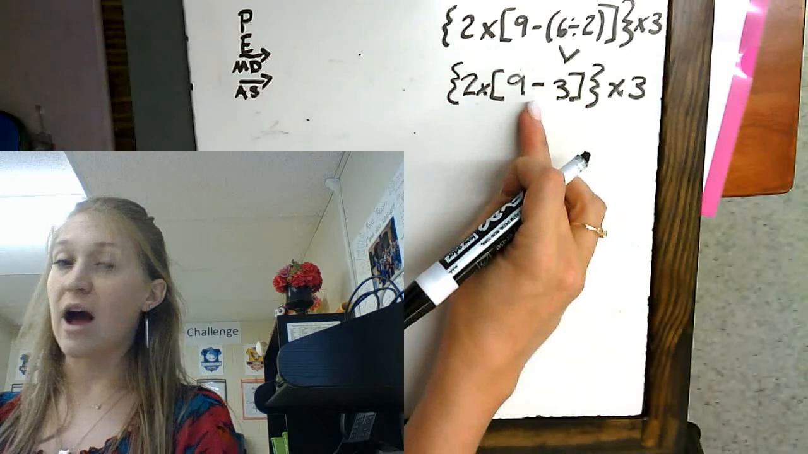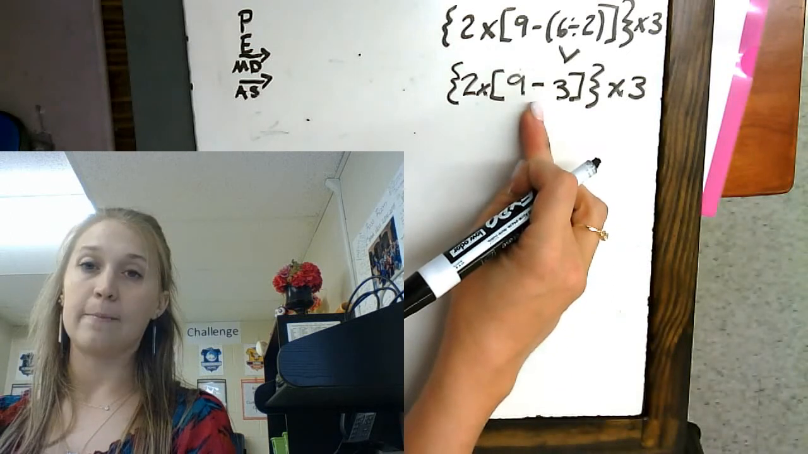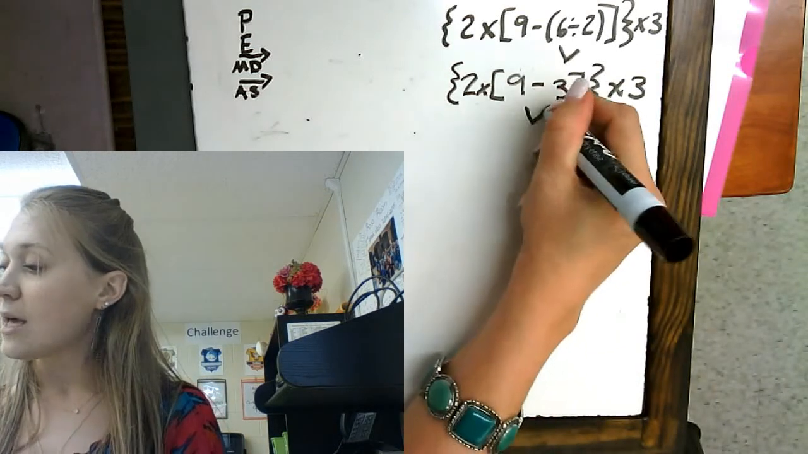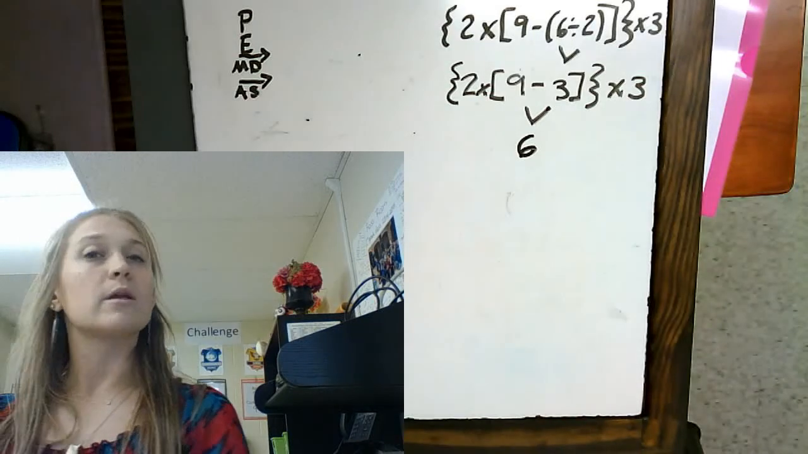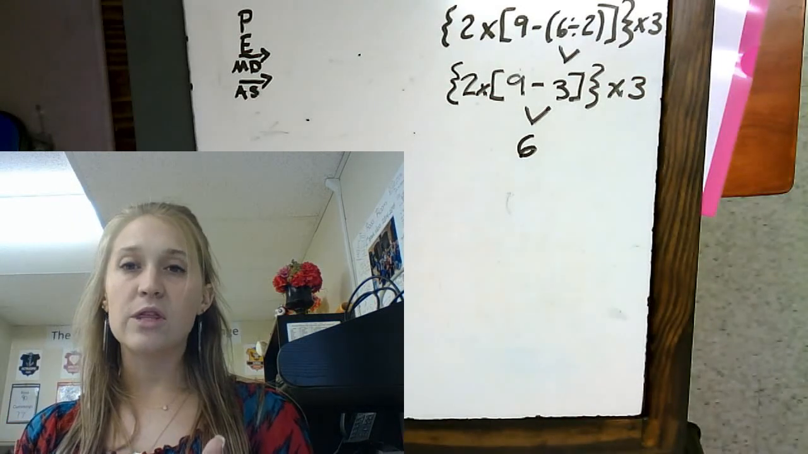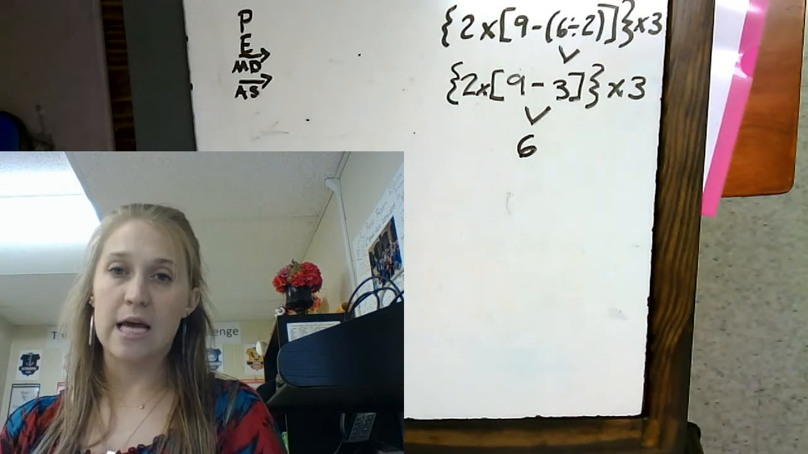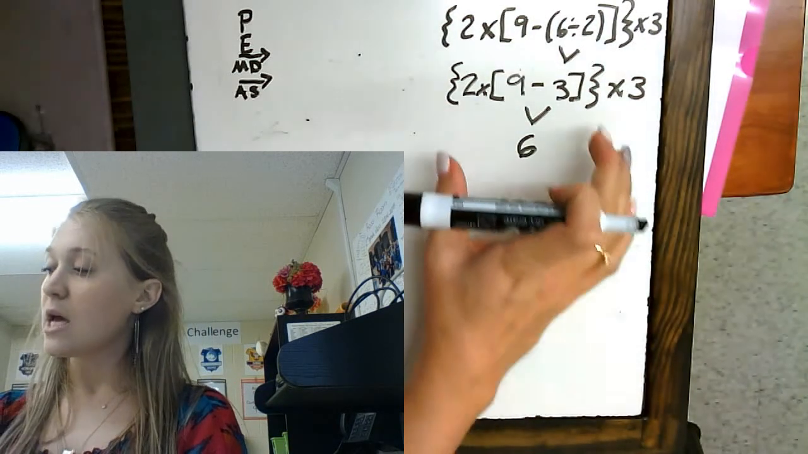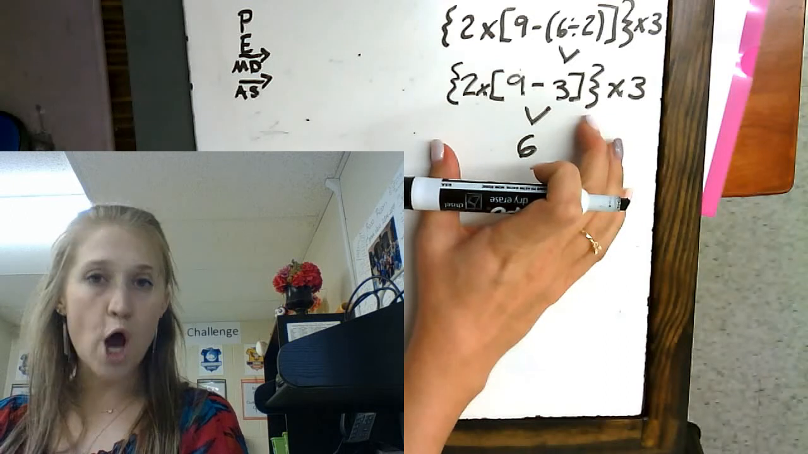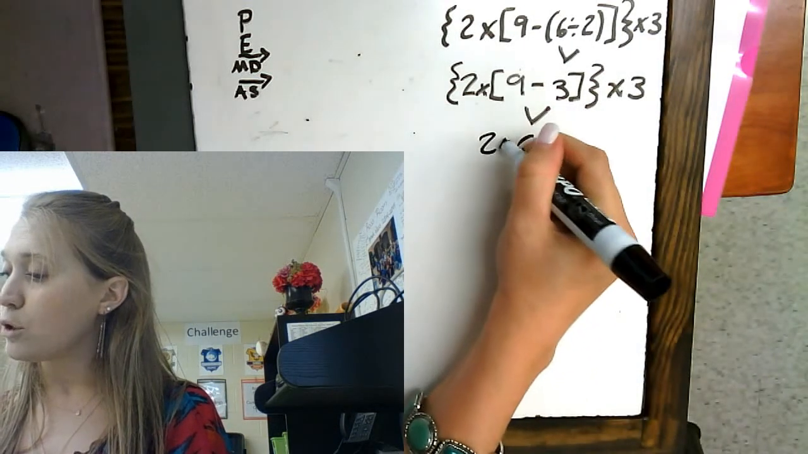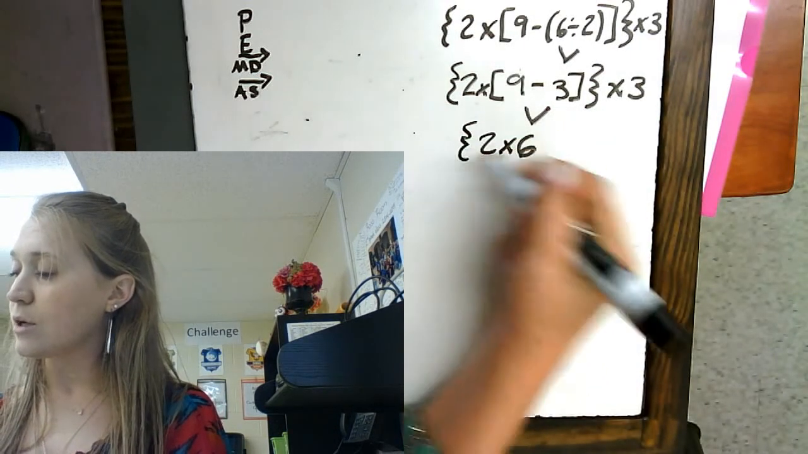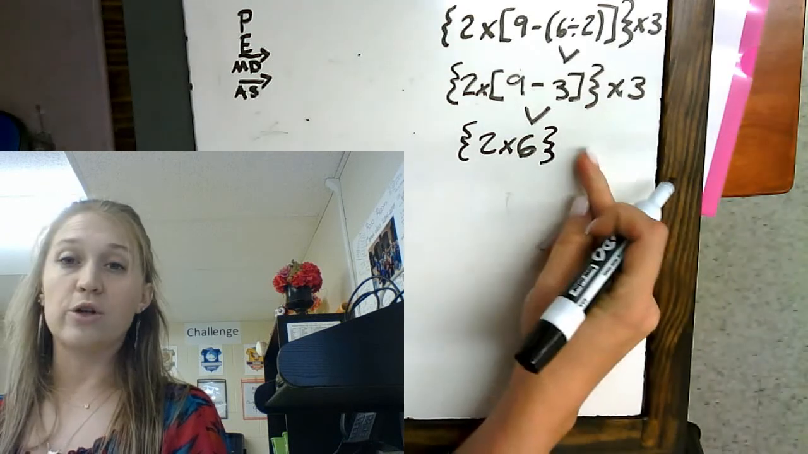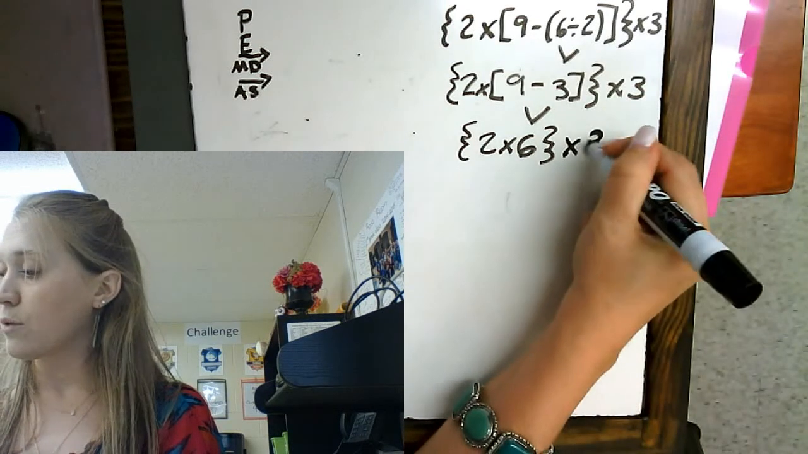So the next thing I've got is 9 minus 3. Well, that's easy. 9 minus 3 is 6. Again, I'm going to take my time when I bring everything down, showing each step. Did I solve out my brackets? Yes, so I don't need those. Did I solve out my braces? No, so I'm going to need those. 2 times, and here's my braces. And then don't forget about your times 3.